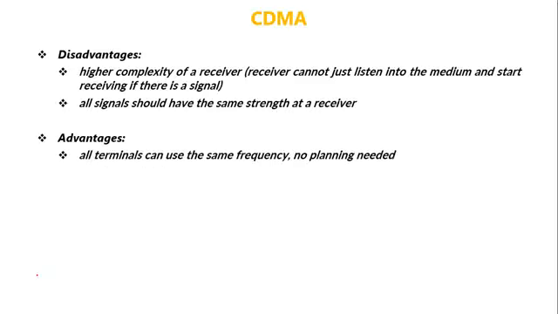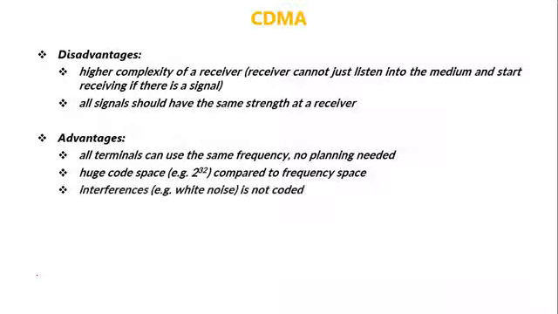The advantage of this technique is that all terminals can use the same frequency. No planning is needed. No need to divide the frequency or divide in space or time. And the code space is also huge when compared to frequency space. The frequency space is limited, but the number of codes available is not limited. Okay. And the other advantage is that interferences are not coded. You only code the data. If there is noise or interference, it won't be coded. So if something is not coded, then you can ignore that as noise. So that is another advantage.